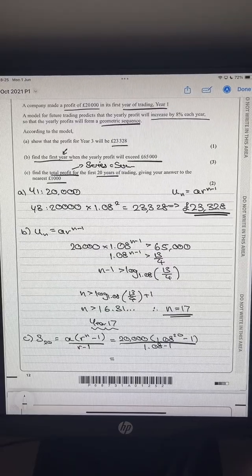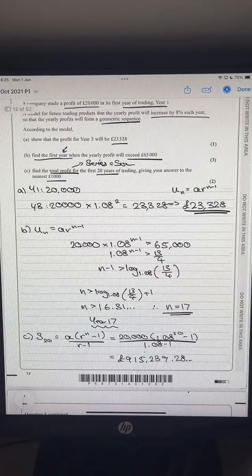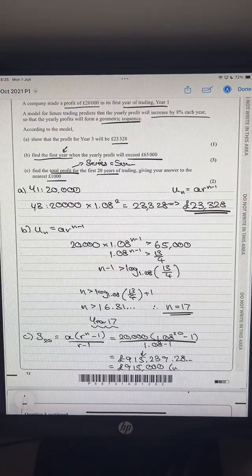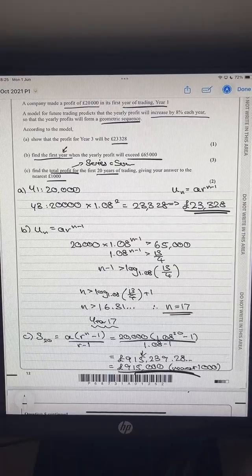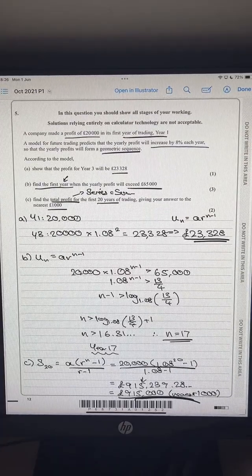Put that into my calculator and I get 915,239.28 and so on, and they want it to the nearest £1,000. So that's just going to be equal to £915,000, because I round down since I have a 2 following. And that's my answer to part C. So, in my opinion, nice little geometric series and sequences question, a little bit of problem solving, but overall not too bad. This is the October 2021 paper 1, Alexander.